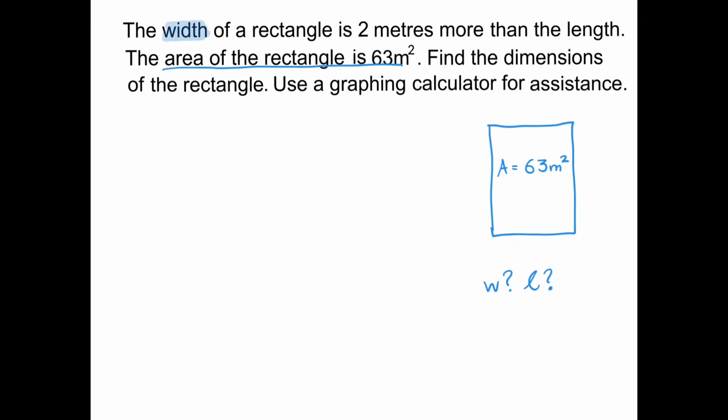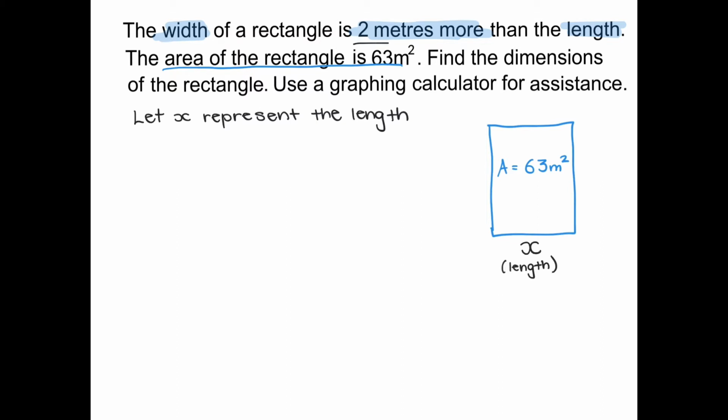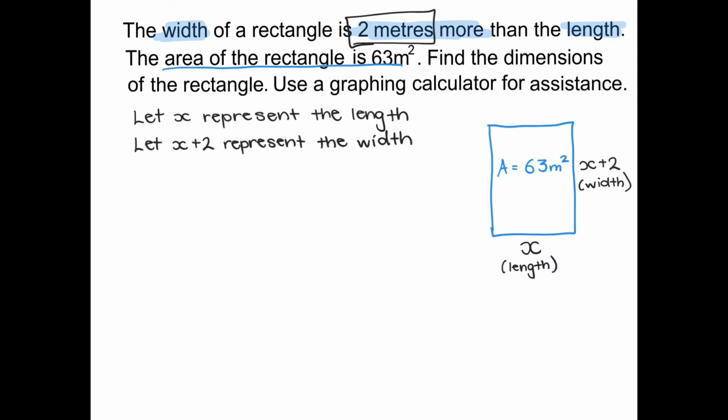Let's look back at the question. The width is 2 meters more than the length. Okay, but we don't know how much the length is. So let's write a let x statement. Let x represent the length. Now on our rectangle, let's write that this side x is the length. Now the width was 2 meters more, so let x plus 2 represent the width. So let's write that on our rectangle, so that'll be x plus 2, and that happens to be our width.